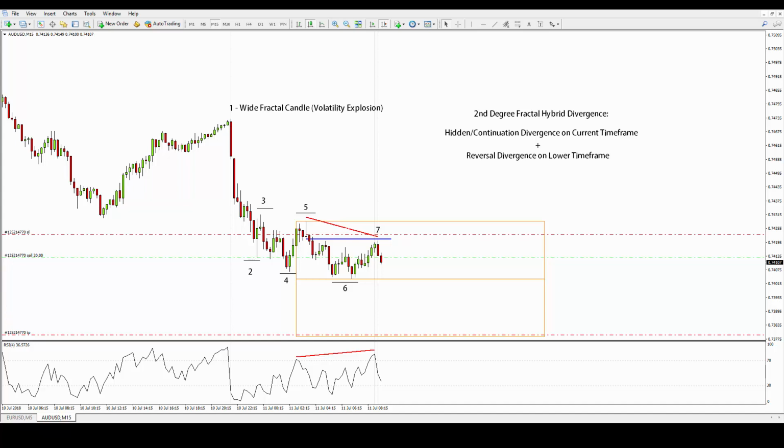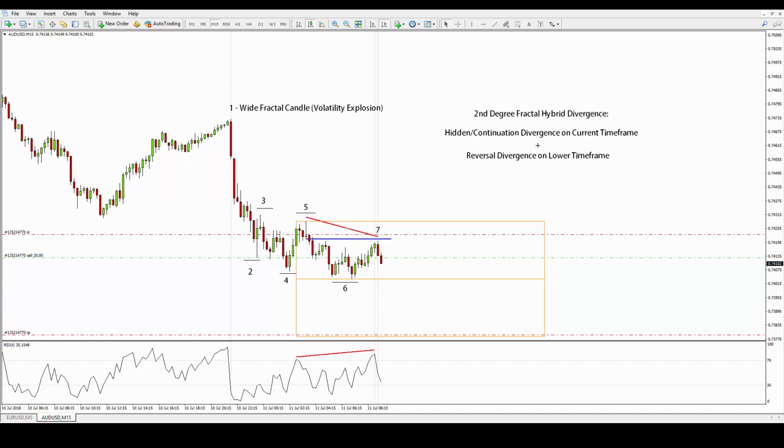In this video, we are going to look at a simple trade that was rooted in the fractal hybrid divergence idea. Just as a reminder, the fractal hybrid divergence is the combination of a hidden divergence in a higher timeframe with a reversal divergence in a lower timeframe. The higher timeframe is the current timeframe we are analyzing. The lower timeframe would be the next lower timeframe, which in this case is the 5-minute.